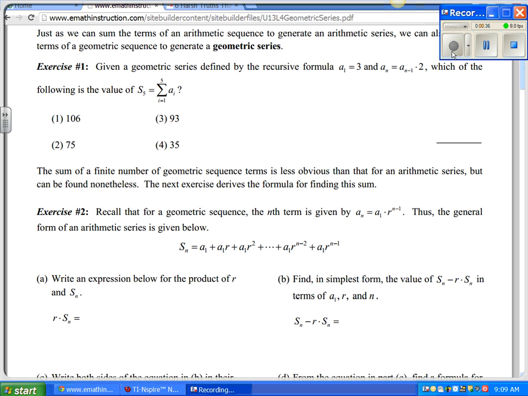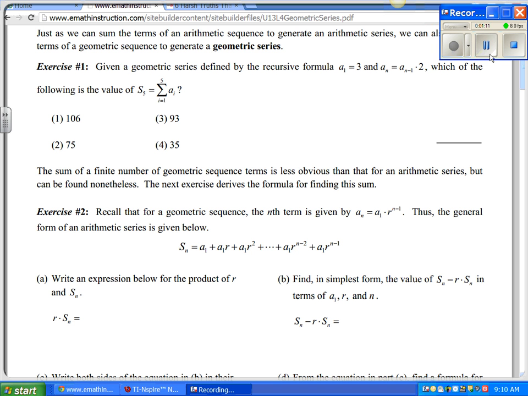Okay, so we have a geometric series defined by the recursive formula a sub 1 equals 3 and a sub n equals a sub n minus 1 times 2. Which of the following is the sum of the first 5 terms, the summation from 1 to 5 of a sub i? So this is, like I said, incredibly similar to exercise 1 on lesson 8.3. So if you need to look back, okay? You're going to find me this sum. Everybody should be able to do this without my help.